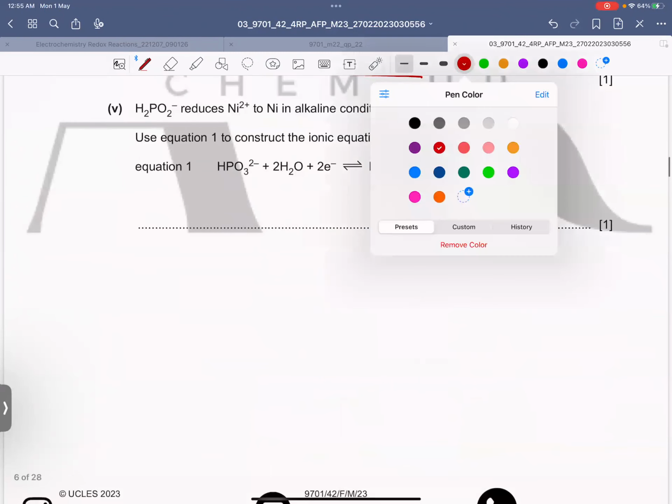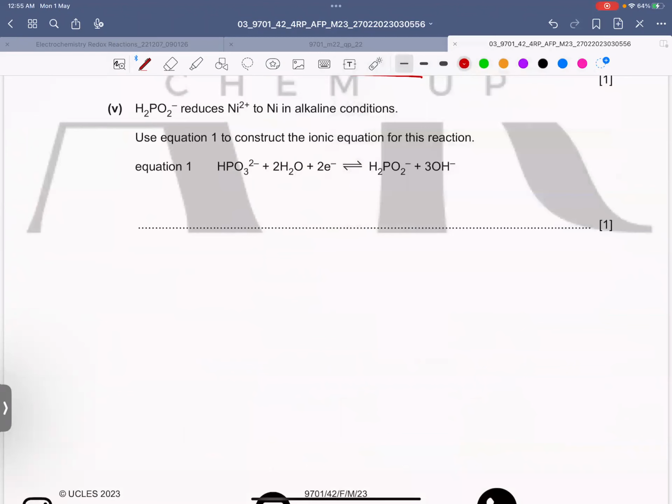Okay. Now, fifth part. H2PO2 negative reduces nickel 2 positive to nickel in alkaline condition. Use equation 1 to construct the ionic equation for this reaction. Okay.